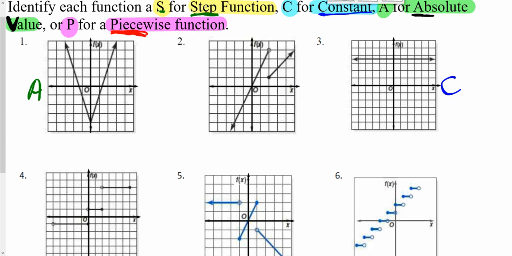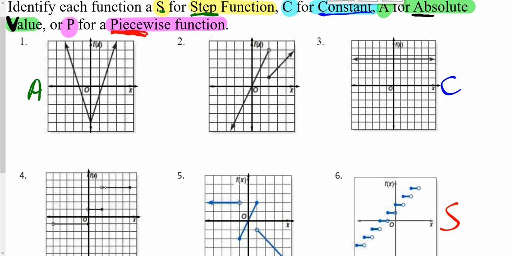Now, we also don't have any of the rest that are always at the same height. You might be looking at number four down there and say, well, it's at the same height for a period of time, but it's not always at the same height. So when you're looking at the step one here, it's got to look like a series of steps. Well, that would be this one here.